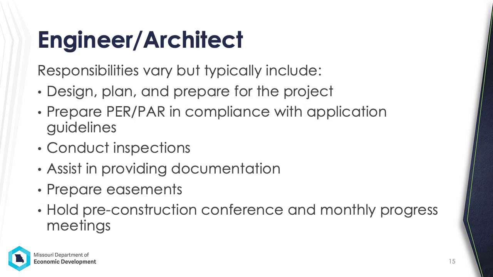Most projects, aside from demolition and certain DR and MIT categories, will require an engineer or architect. Again, responsibilities will vary, so it's important to take a look at the scope of work in the contract for this service. But typically, the engineer or architect will design, plan, and prepare for the project, prepare a preliminary engineering report or preliminary architectural report in compliance with the application guidelines, conduct inspections, assist in providing documentation, prepare easements, and hold pre-construction conferences and monthly progress meetings.